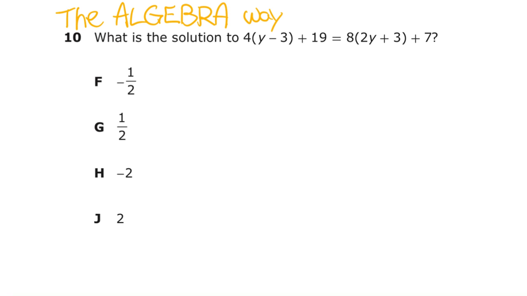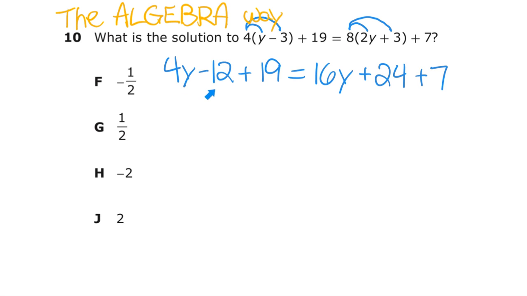Once again, question 10. What is the solution to this equation? Let's start by using the distributive property to distribute the 4 on the left and the 8 on the right. We have 4y minus 12 plus 19 equals 16y plus 24 plus 7.